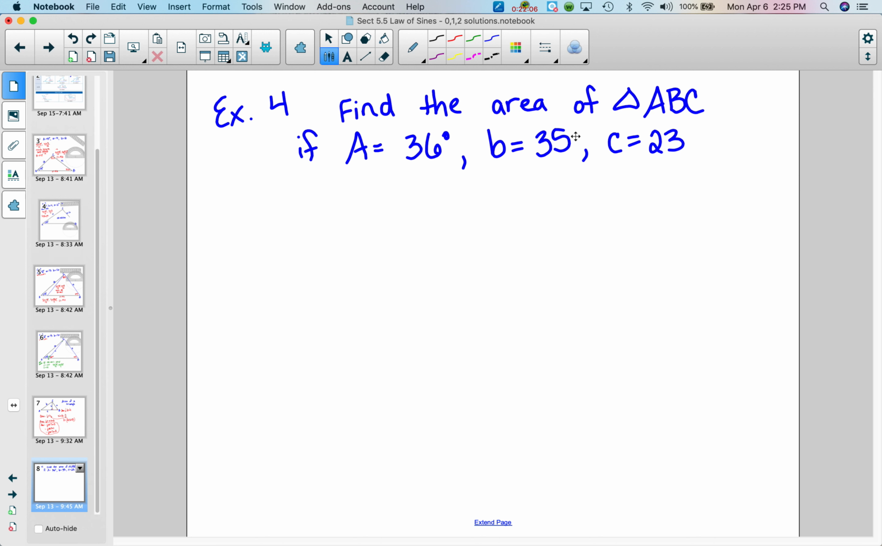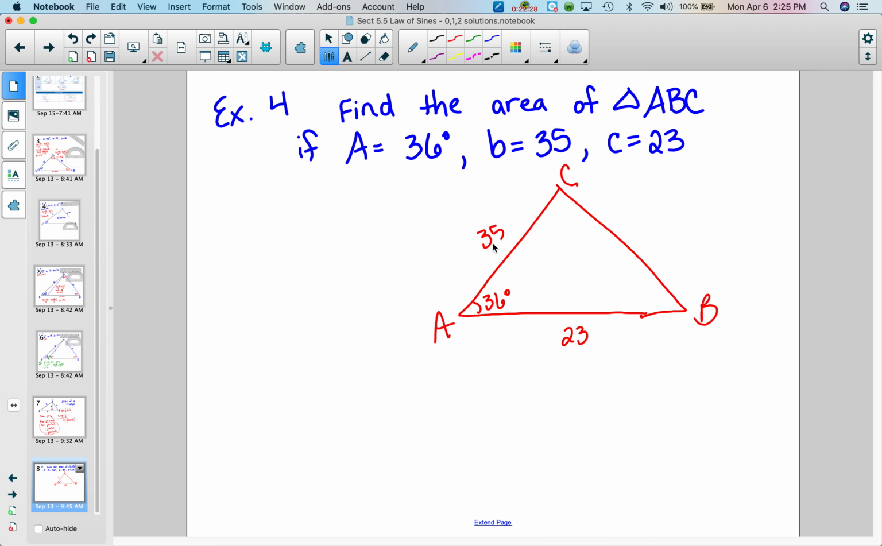So I have one problem here. Find the area of triangle ABC if angle A, so if we were to look at something like this, I'm just going to sketch out a generic triangle. I don't worry about the sides here. So A, B, C. So angle A is 36 degrees, C is 23, and B is 35, so obviously not drawn to scale. Notice I know two sides and the angle in between.